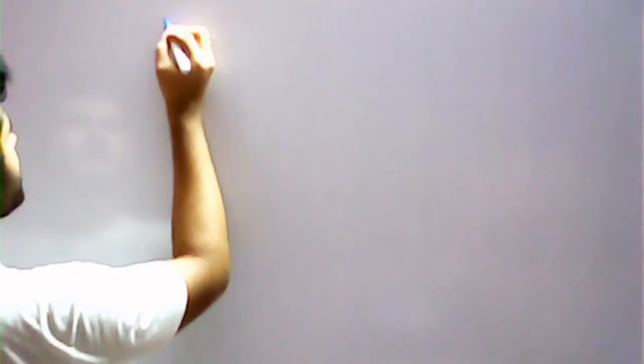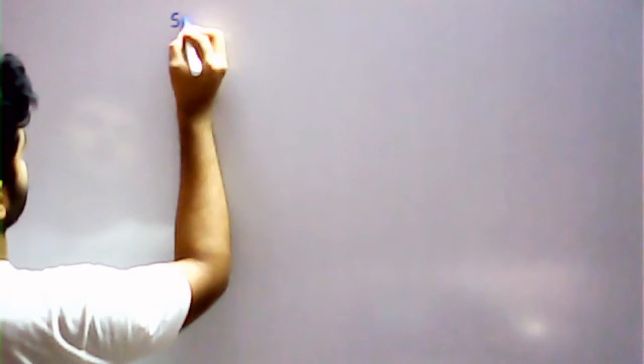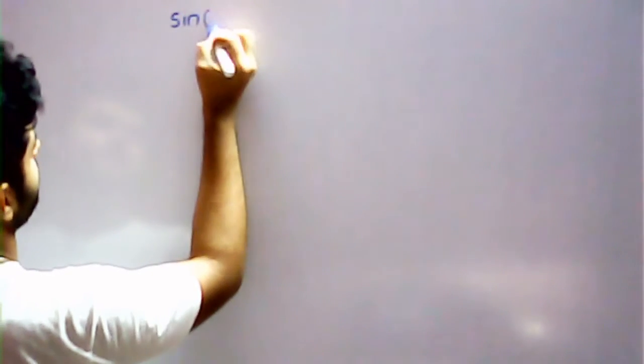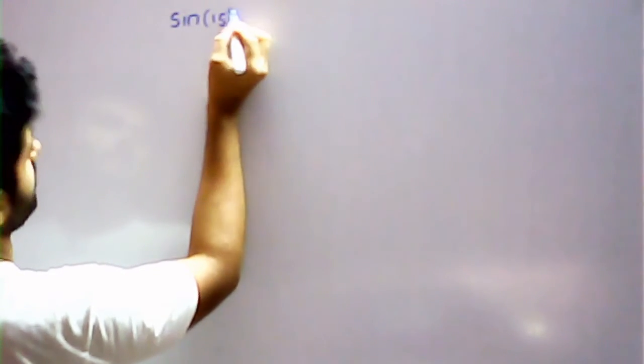Now we are starting the next topic of mathematics, that is trigonometry. We'll first start with the easy questions from the previous year's MSBT question papers. So let us begin. First question is, we have been given to find out the value of sine of 15 degree without using calculator.